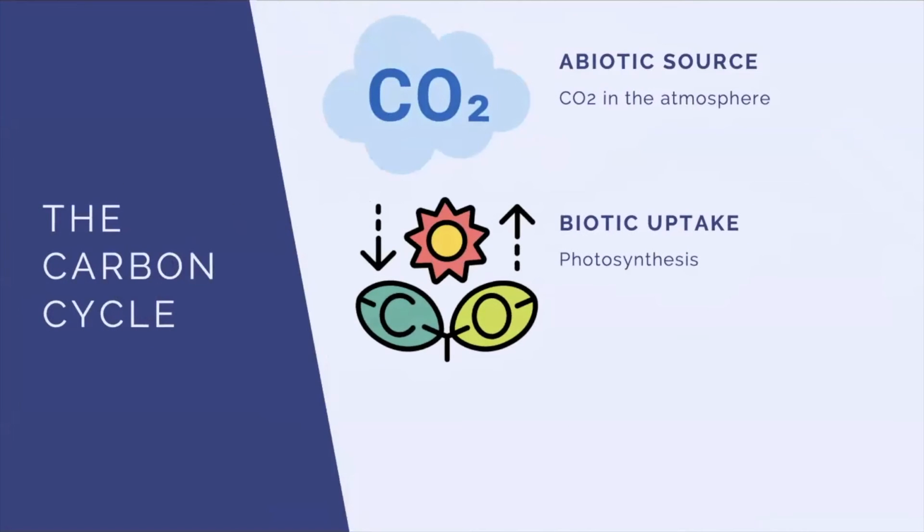Let's move on to the carbon cycle. The carbon cycle is a little complex, however, I'm going to break it down. The abiotic source for this cycle comes from carbon dioxide, CO2, that is in our atmosphere. The biotic uptake comes from photosynthesis. Photosynthesis is where plants take in CO2 and they produce oxygen. Respiration, as well as decomposition, work to return carbon back to the atmosphere.